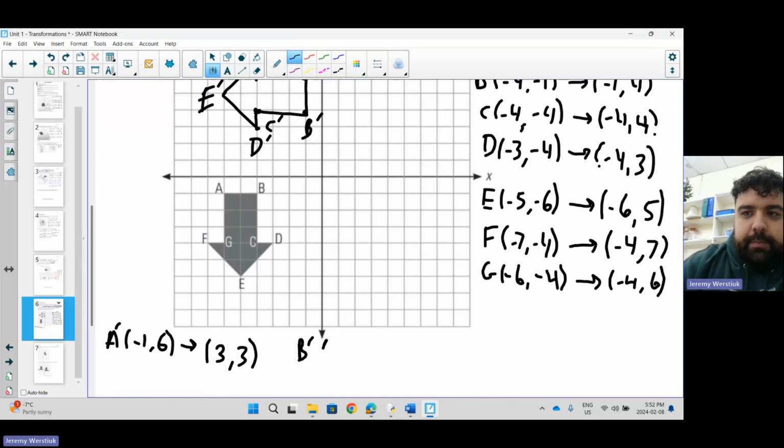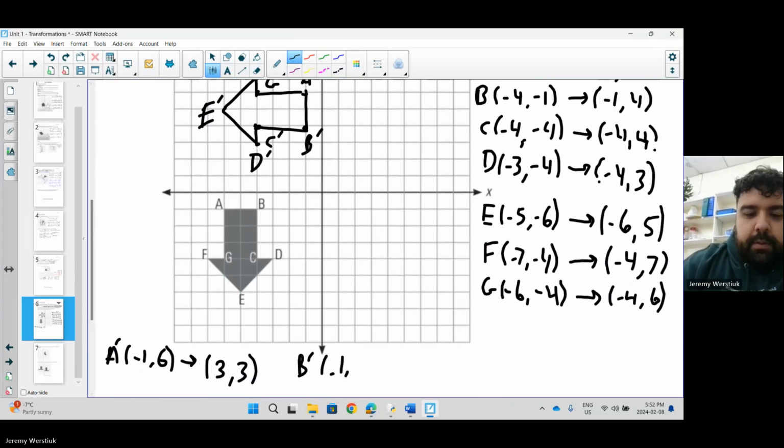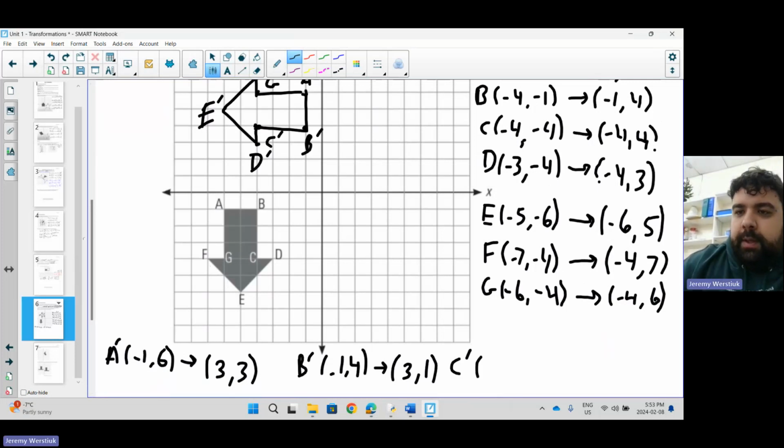Now B prime is -1 comma 4. So B double prime coordinates are going to be -1 plus 4 is 3, comma 4 minus 3 is 1, so 3 comma 1. C prime is -4 comma 4. Adding 4 to x makes it 0 comma 1.